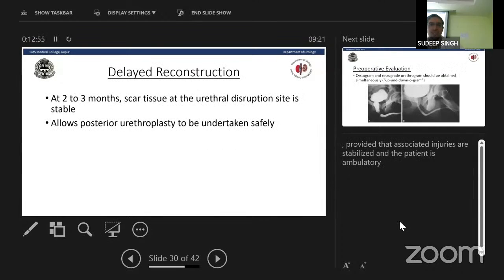The delayed reconstruction is done at 2 to 3 months, when the scar tissue is stable at the urethral disruption site. This allows the posterior urethroplasty to be undertaken safely.